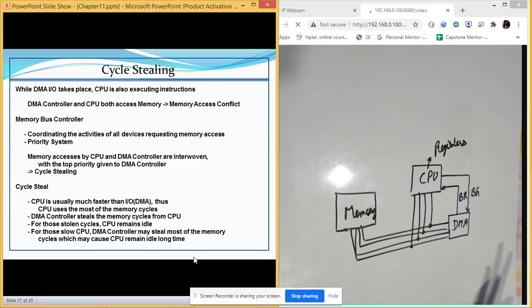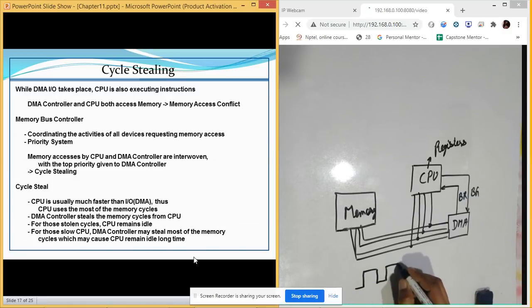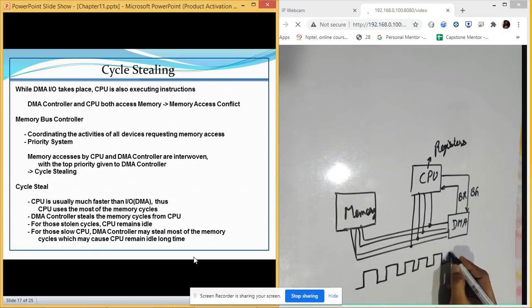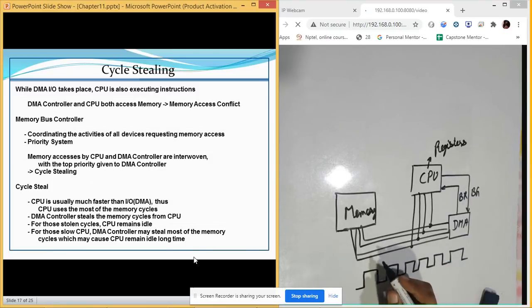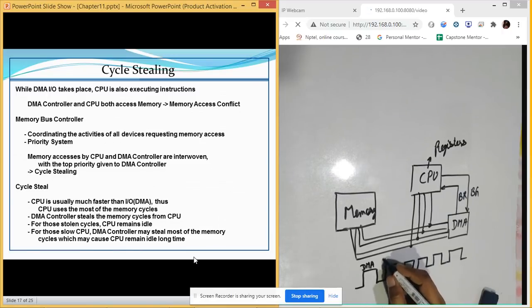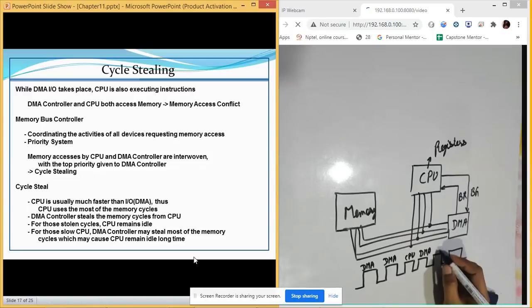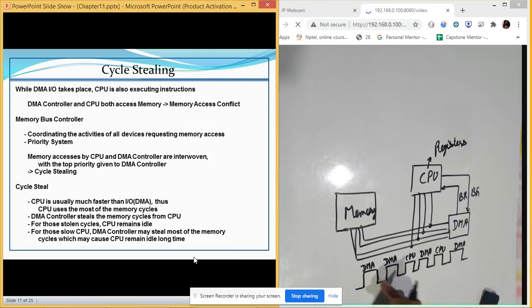Memory access by CPU and DMA controller are interwoven. Now, what is interwoven? If this is a clock cycle, and in one cycle DMA has accessed the memory, in the second one DMA has accessed the memory, in the third one CPU can access the memory, fourth DMA, fifth again CPU, again DMA. So these two are interwoven.